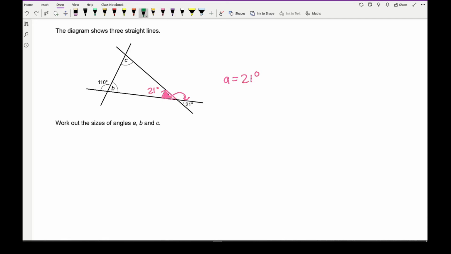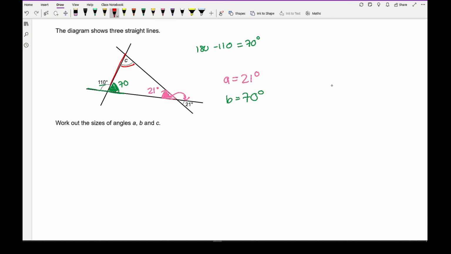Now B is on a straight line, so if this angle here is 110, then this angle here must be 180 minus 110, which is 70 degrees. So this angle here is 70, so I write B equals 70, and then I can colour this angle in so that I can ignore it. Now the next thing I need to do is find out what angle C is.